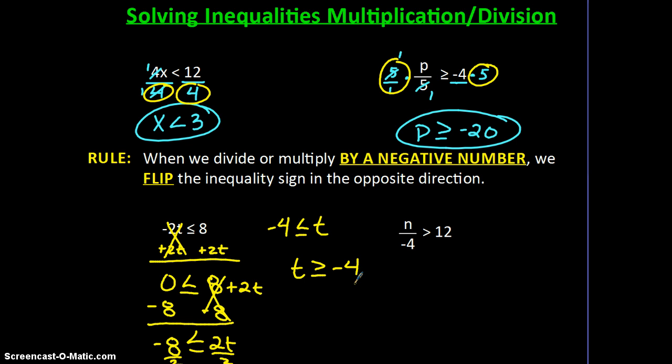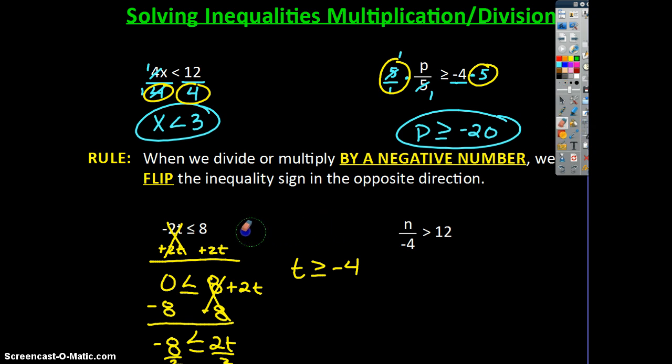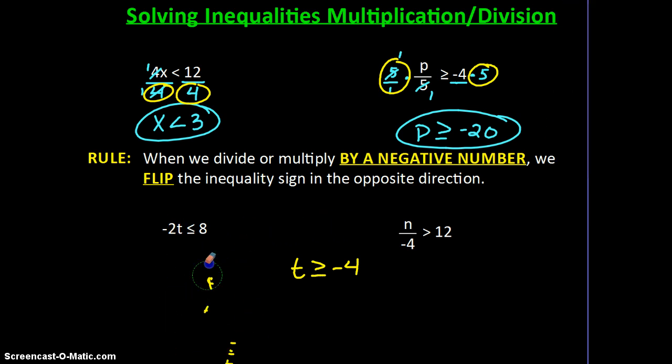Now, that was 4 or 5 steps maybe. I would much rather work with a rule and just remember that one simple rule and get this a lot quicker. So watch this. Remember, t greater than or equal to negative 4. I'm going to keep that there. I'm going to go back to the original problem.